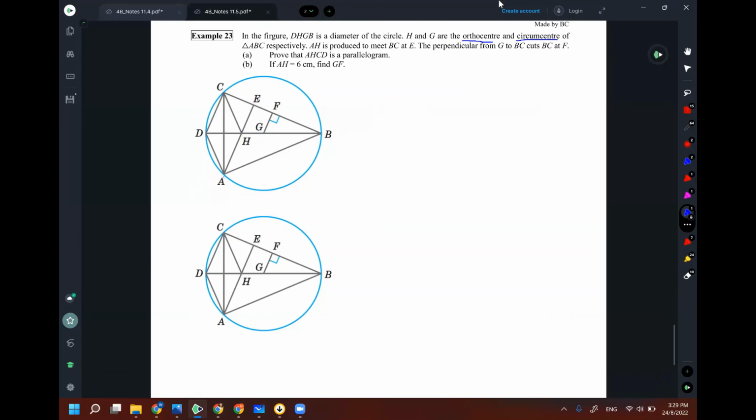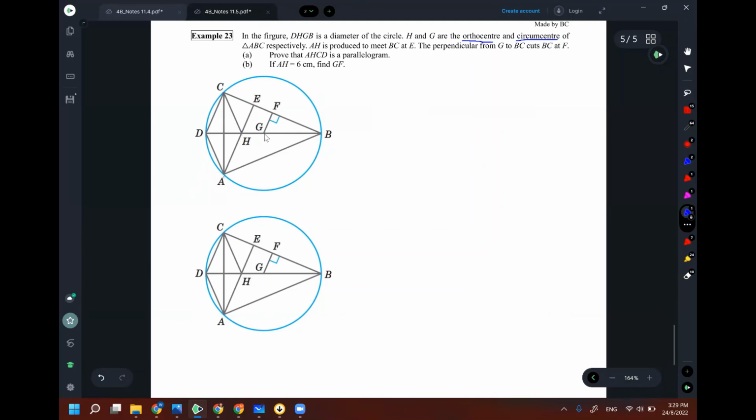Although I haven't drawn the whole 3 altitudes. I didn't extend them. I don't have to. I know that they're perpendicular, even though they're not intersecting now. But the perpendicular relation still exists. That's how to understand orthocenter. Now, how about the circumcenter? Circumcenter of ABC. How do I understand that?